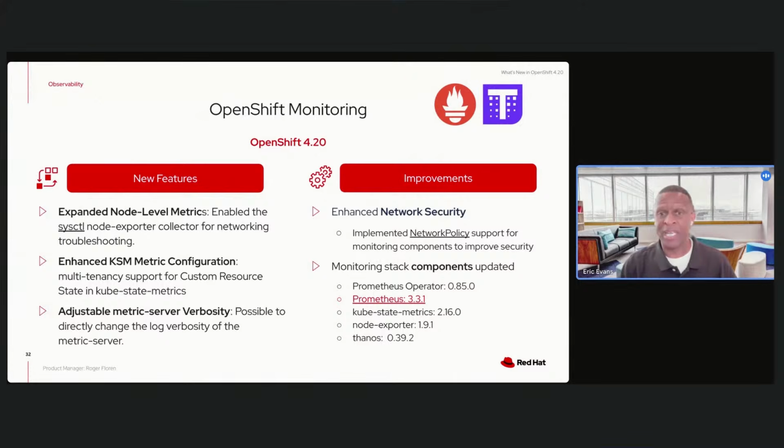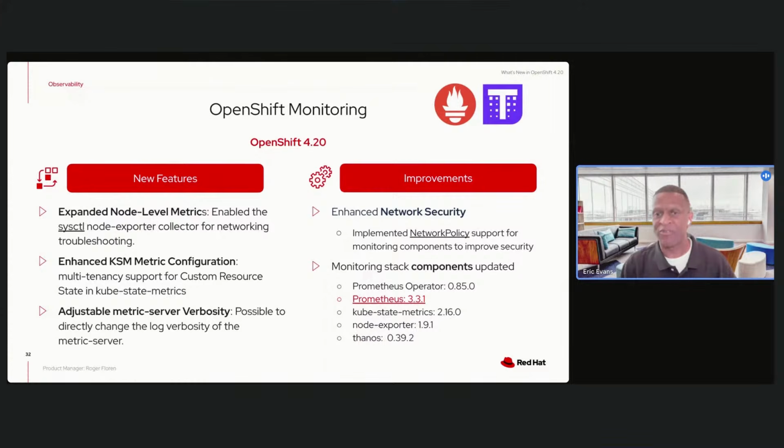Next, we've enhanced our kube-state-metrics by adding multi-tenancy support to custom resource states. This is a critical improvement for scalability and stability, especially in large complex clusters where many teams are defining their own custom resources. And finally, we made it possible to directly change the log verbosity of the metrics server. It's a small but very important quality of life improvement that gives operators the granular control they need when actively debugging issues. From an improvements perspective, we've implemented network policy support for monitoring components. This is a step forward for security. It allows administrators to enforce a zero trust model and lock down network traffic to and from the monitoring stack.